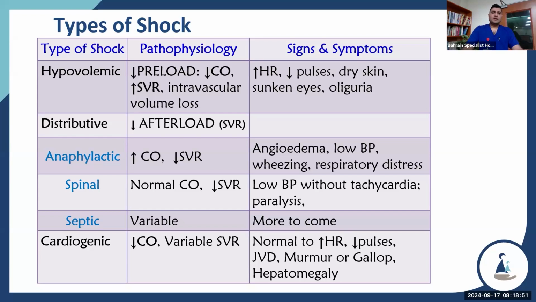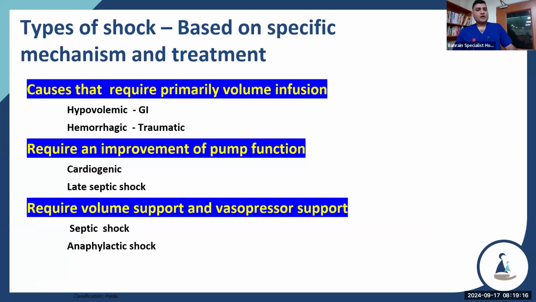In the early stage, you will have increased heart rate and decreased pulses, and late you will have decreased cardiac output even. Cardiogenic shock: you will have decreased cardiac output and variable systemic venous resistance. Normal to increased heart rate, decreased pulses, jugular venous distension, murmur or gallop, and hepatomegaly will be present.